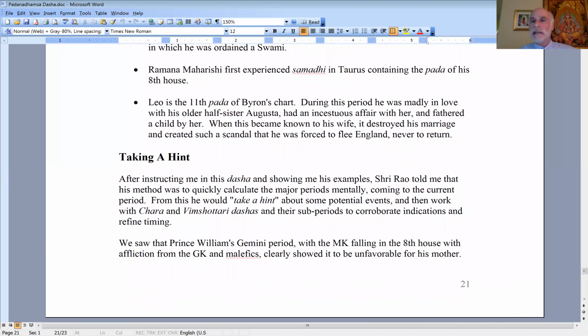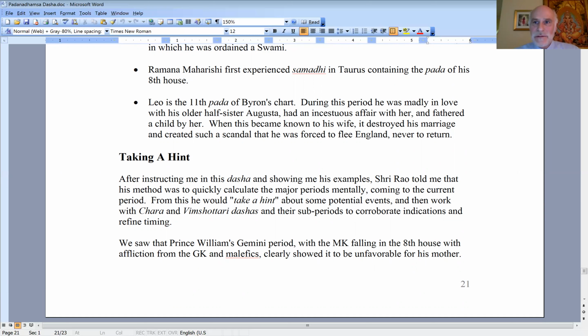So how did K.N. Rao make use of this Dasha? I told you that it was one of his predictive tools, and when he taught it to me, it started to become one of my predictive tools. And when he was teaching me it, what he said he would do is, once you understand it very well, and once you have some good practice doing it, you'll find that you can mentally calculate the major periods very quickly, very easily, in a matter of seconds, really, matter of minutes, depending on how old the person is and how many dashas you need to see.